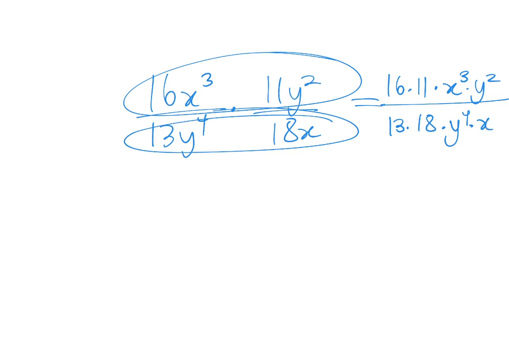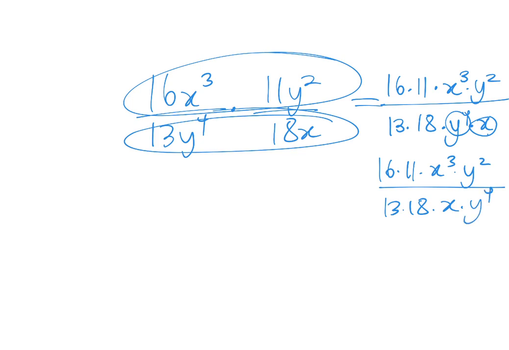So I put the letters at the end, and that's okay because of the commutative property of addition. So commutative property of multiplication, I apologize. But it's the same idea with addition and multiplication. When you have those in your problem, you can move things around. So the x here, I can actually put it where the y is. So it's like 16 times 11 times x cubed times y squared divided by 13 times 18 times x times y to the fourth. So the x here and the x here, right, we can write it all out.